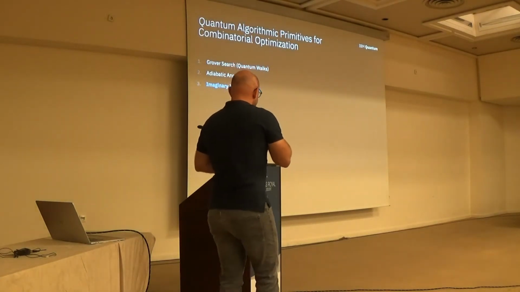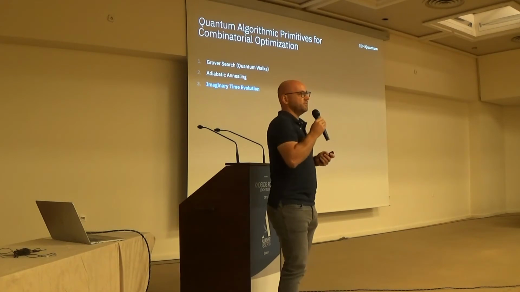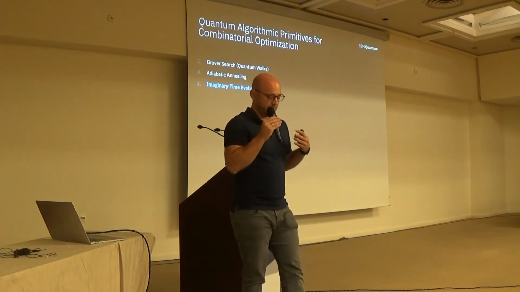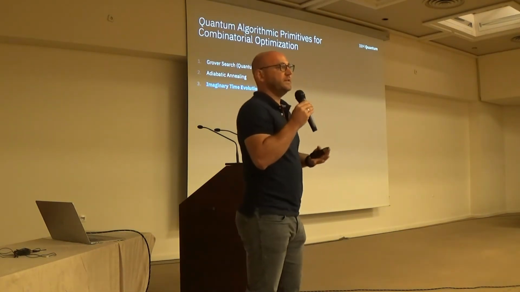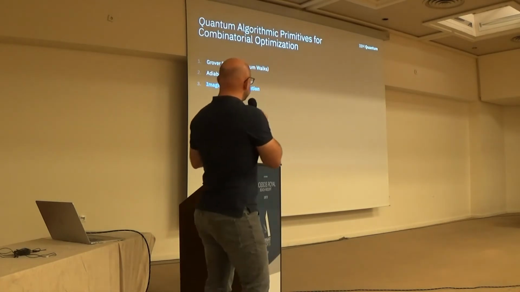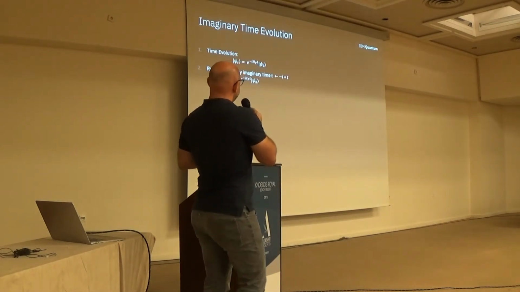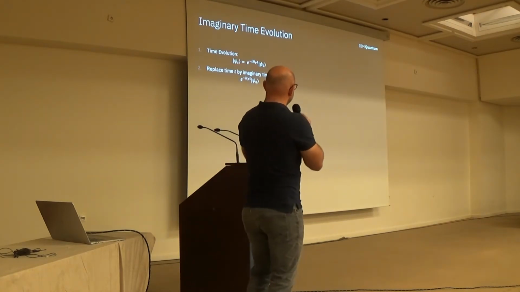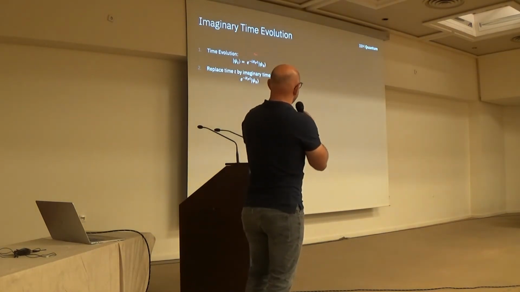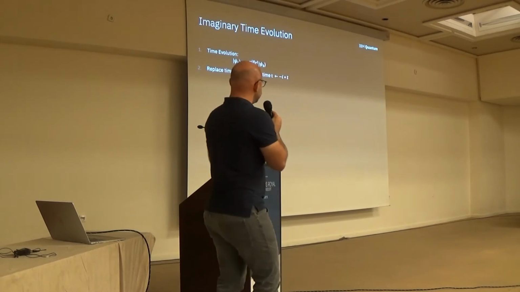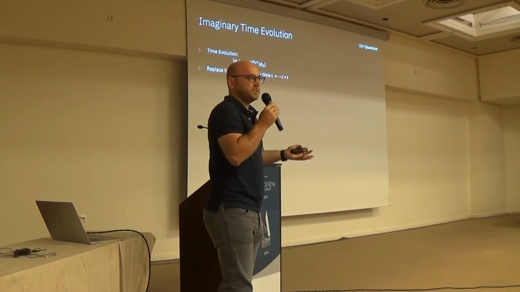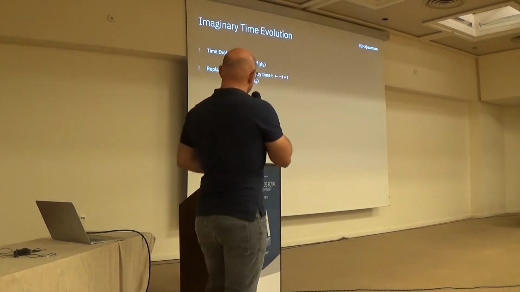Now, the algorithmic primitive that I find at the moment the most exciting, and where I think we have the best chances for a near-term advantage, is imaginary time evolution. Let me very briefly explain what this does. You may be familiar with real-time evolution. This is like the original suggestion of Feynman for what to use a quantum computer for.